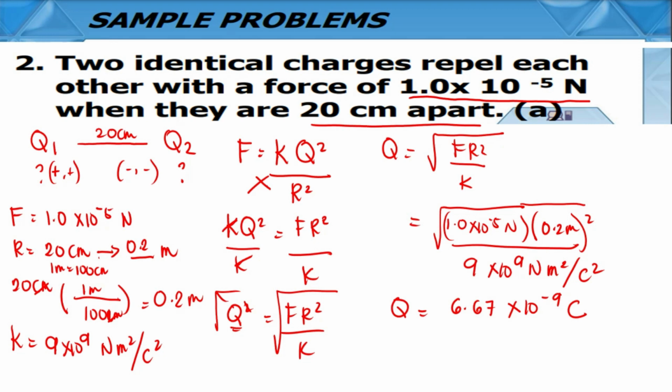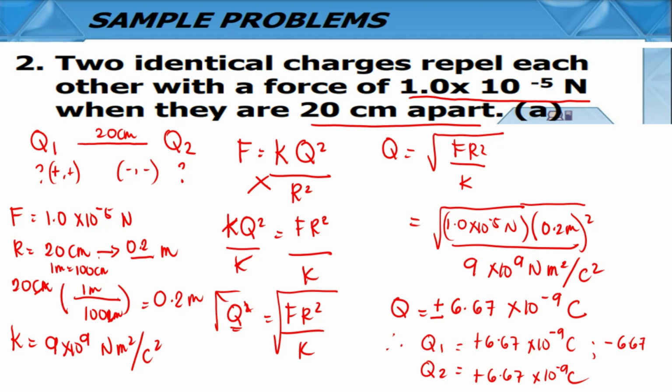So, since sabi nga natin kanina, identical yung value and we are talking about two charges, these two charges can be either positive pareho or parehong negative. So, we can say that Q1, Q2 can have two values here. It can be both positive, which is positive 6.67 times 10 raised to negative 9 coulomb, positive 6.67 times 10 raised to negative 9 coulomb, or negative 6.67 times 10 raised to negative 9 coulomb. Yan.